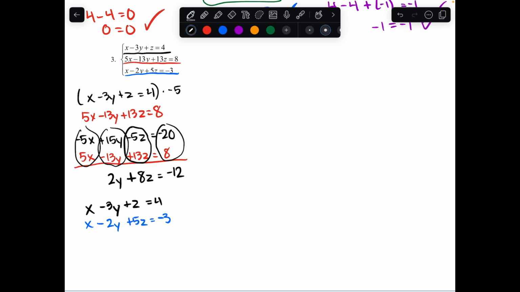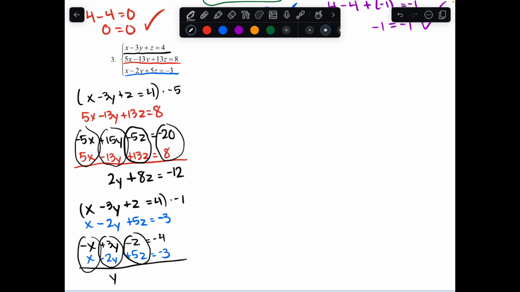Now I want them to have opposite coefficients, so I'm going to multiply my equation in black by negative 1. And so we're going to have negative x plus 3y minus z is equal to negative 4. And then we have x minus 2y plus 5z is equal to negative 3. This is then going to become negative x plus x is 0x. And then we have 3y minus 2y, so we're going to have positive y. We have negative z plus 5z, so that's going to be 4z. And then we have negative 4 minus 3, so that's going to be negative 7.